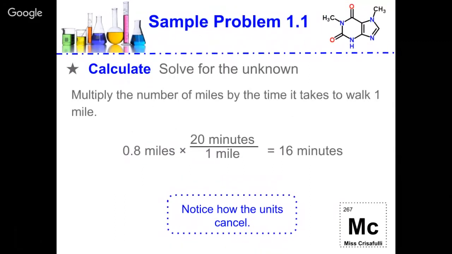So we're going to multiply the number of miles by the time it takes to walk 1 mile. So 0.8 miles, and it takes 20 minutes to walk 1 mile. Miles cancels again, and so we're left with 16 minutes because we're going to do 0.8 times 20, which is going to be 16. Make sure you notice how the units cancel. Because these units cancel, you can determine that you've set the problem up correctly.